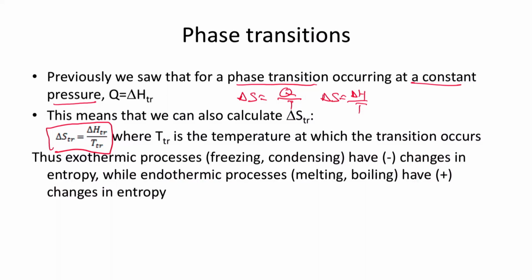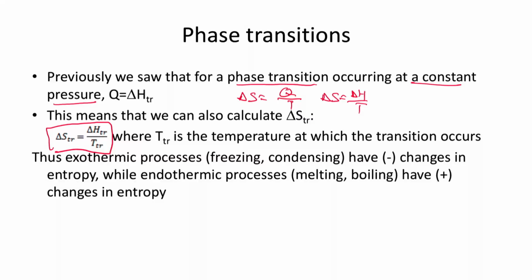Just as an example, let's say you were going from solid to liquid, also known as melting or fusion. That's an endothermic process, right? I have to add energy to melt something, to go from solid to liquid. So because my delta H is positive and my temperature is positive, when I divide those, I have to have a positive value for S. So my entropy is increasing.